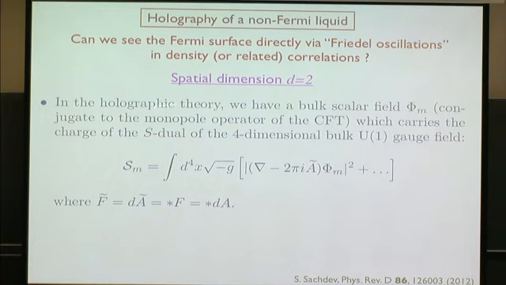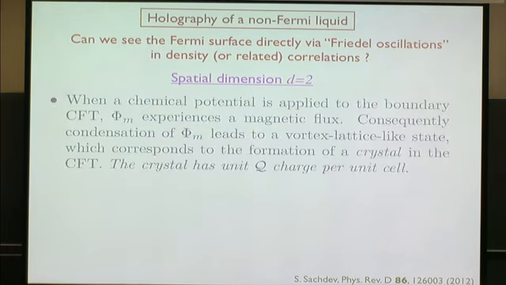Well, if you add such an operator to your holographic theory, it's not easy to figure out what comes out in general, but there's one limit where you can work things out, and that's where you just condense it. So if you just condense the phi m, you find that you get a vortex lattice because you have a scalar condensing in a magnetic field. But the important thing about the vortex lattice is that it has exactly the right period that you would expect if you formed a crystal.